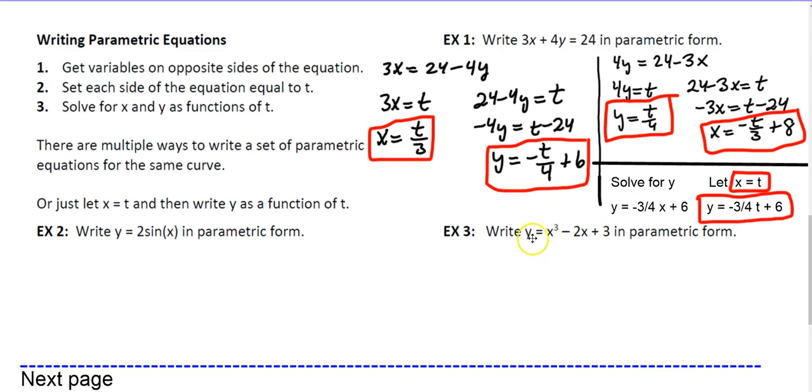Same thing over here. I could say y equals t, or x cubed minus 2x plus 3 equals t. And how in the world am I going to solve that for x? That's going to be really challenging, if not impossible.